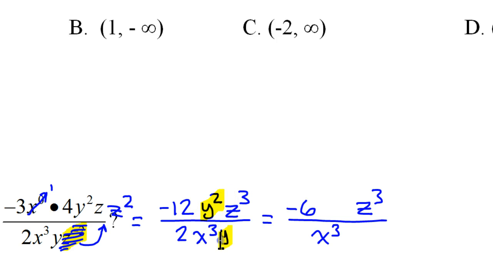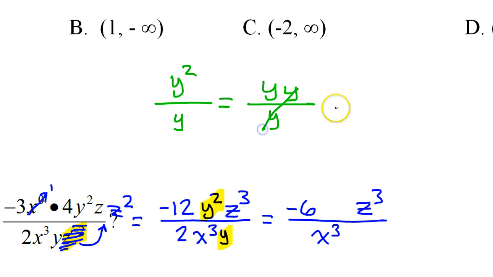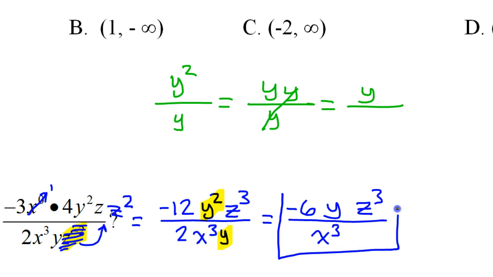Alright, we have y squared and we have y. And when I look at this, in my mind, I'm thinking, okay, y squared over y. Y squared is y times y over y. So one of these y's is going to cancel out. So that's going to leave y in the numerator. Okay, so that's what's happening. So I'll have y in the numerator, and that is the final answer.